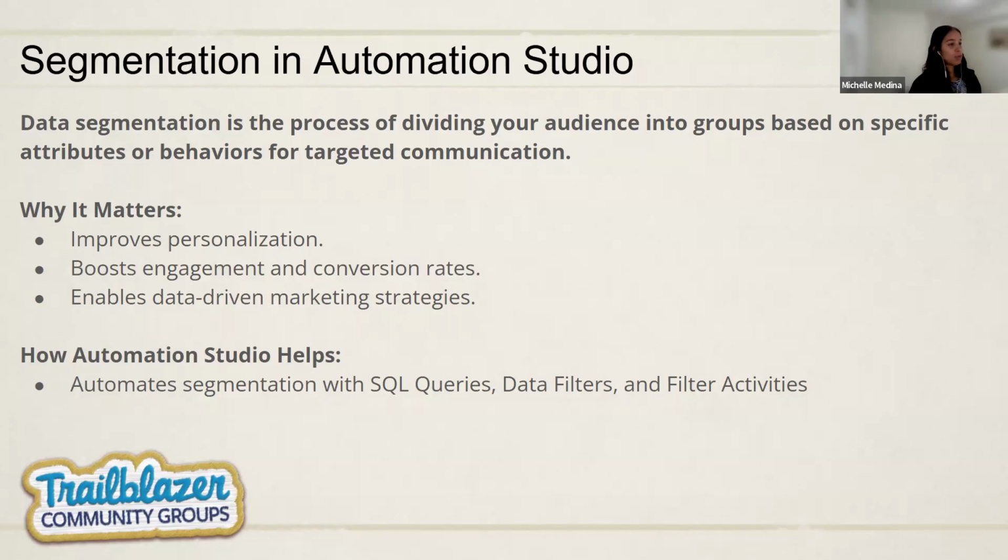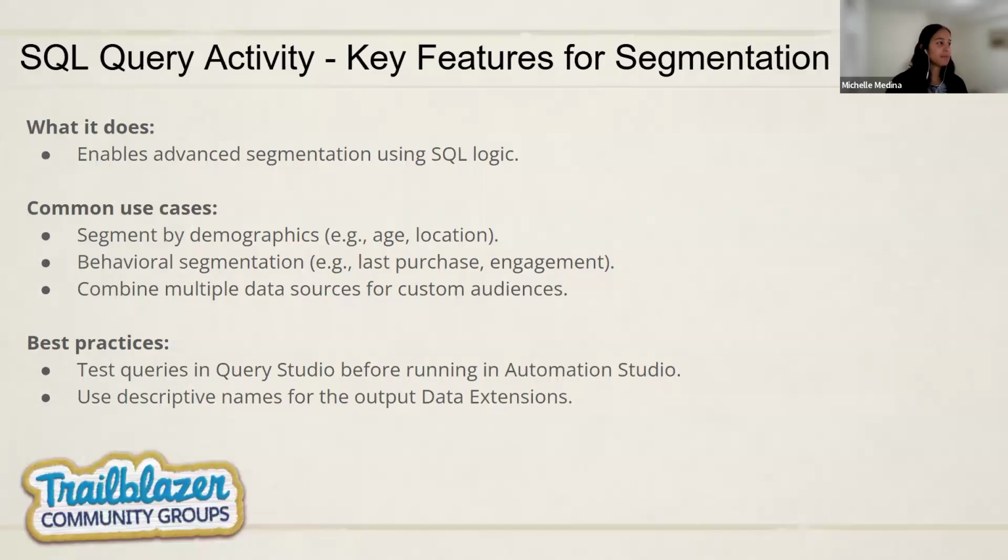And then how will Automation Studio help with this? Like I mentioned, we'll still see SQL queries, data filters, and filter activities as the key features here for segmentation. With the SQL query activity, a robust feature, you can use this for more advanced segmentation. Some common use cases for segmentation could be by demographics, right? So location, age, region. Behavioral segmentation: your last purchase, your email engagement. And another common use case is combining multiple data extensions for that final result for your custom audience.